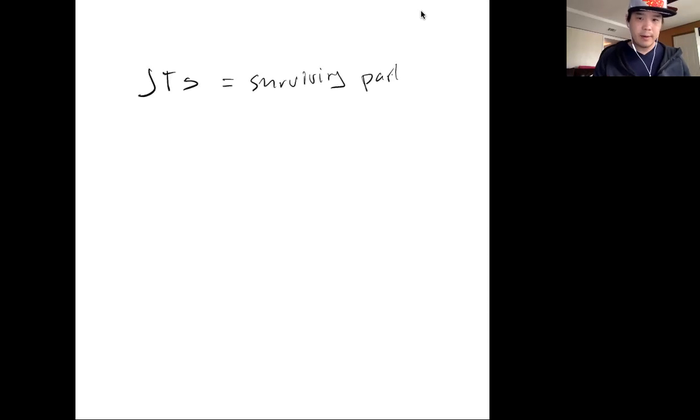So for joint tenants, it goes to the surviving party. Okay, so it avoids probate, but it doesn't avoid probate when there's only one remaining single owner, and they would own it as a single person.